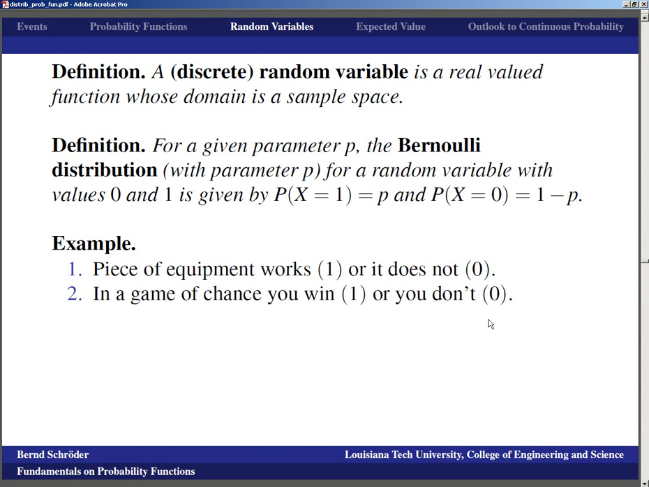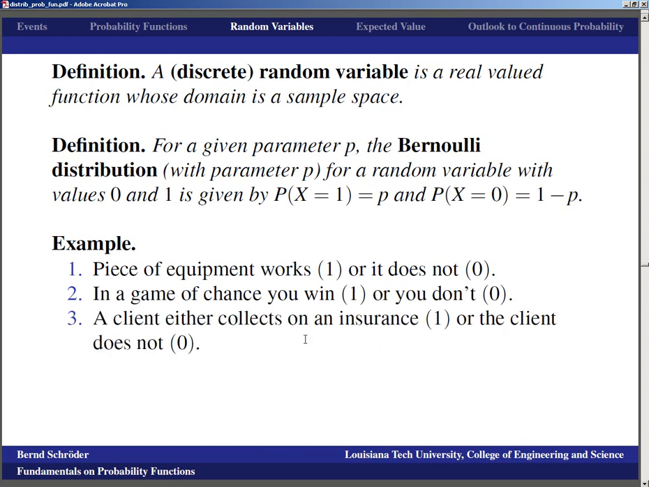In a game of chance, you either win or you don't. And if you're looking at insurance, which is a huge application of probability, when you have insurance, you either collect on the insurance or you do not. And typically, even though insurance payouts look like large amounts of money, typically you don't want to collect on insurance.